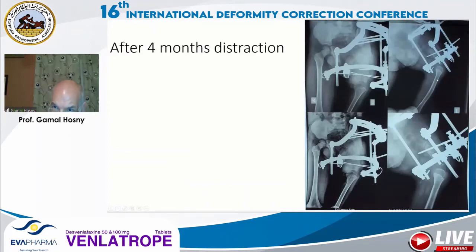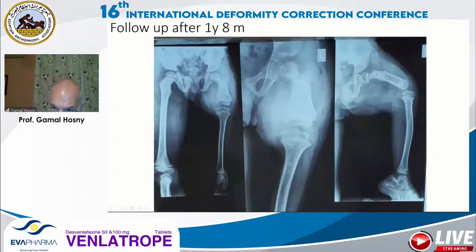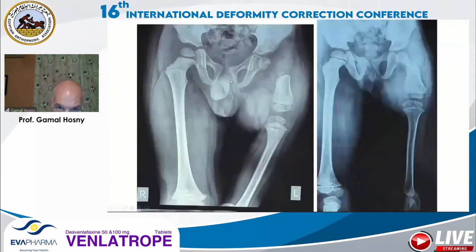And this is the end picture. Follow-up after 1 year and 8 months. We just stimulated the bone formation in this area. This is before and this is after.